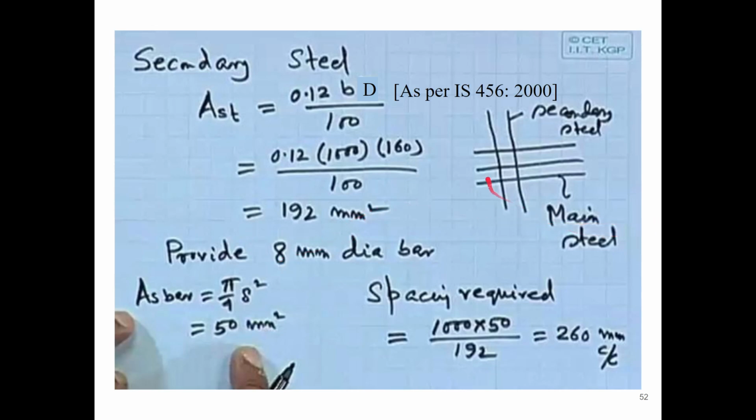If you see, these are the main steel bars, and these are the secondary bars. Like this you have to observe and you have to design.